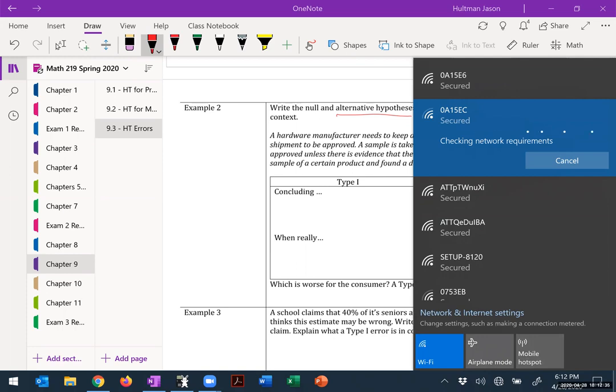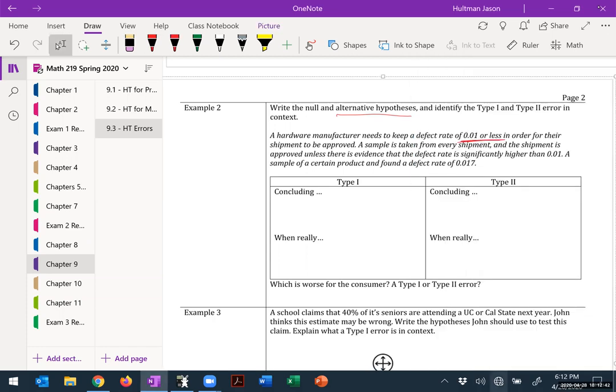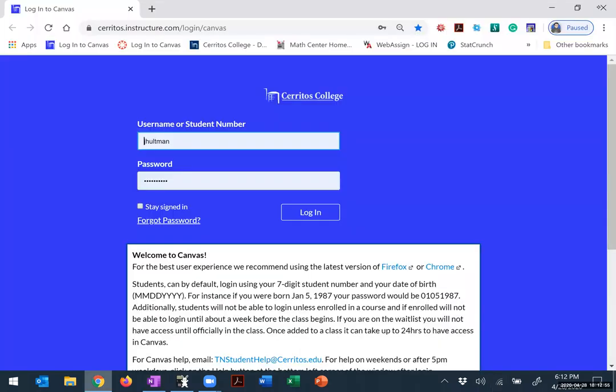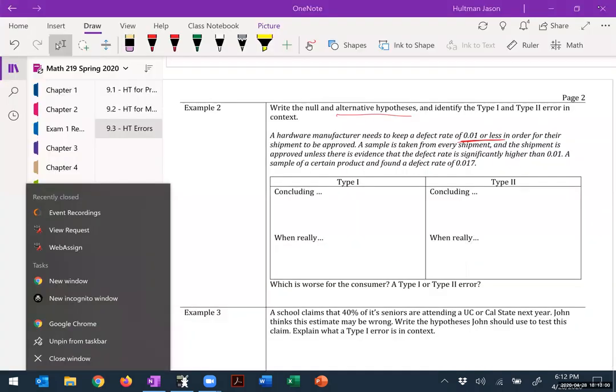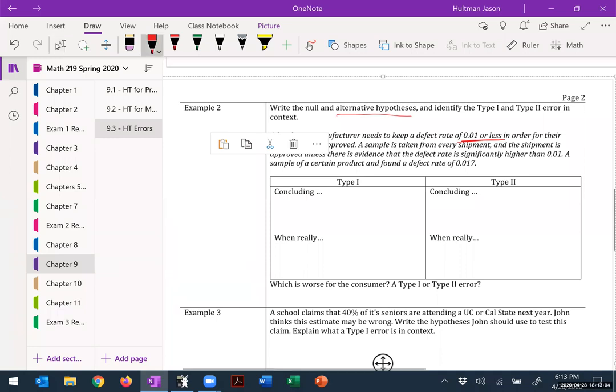Okay, let's start example 2 over. Let me get rid of this thing. There we go. Okay, write the null and alternative hypotheses and identify the type 1 and type 2 error in context.